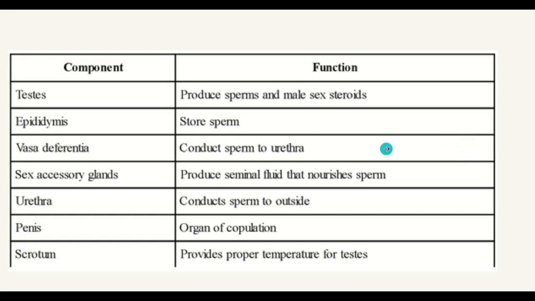Right, so this is a quick function for each of them. The testes produce sperm, the epididymis stores sperm, the vas deferens is what transports or conducts the sperm to the urethra, and then you have accessory glands, which are not necessarily there on that diagram, but they produce seminal fluid that nourishes the sperm.